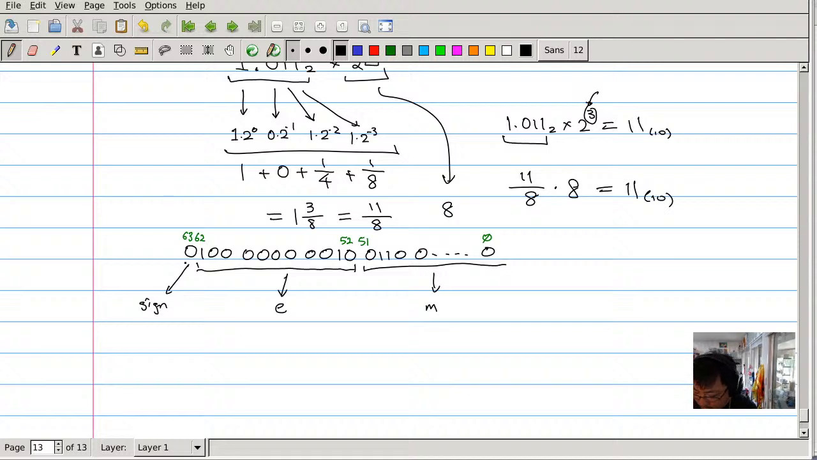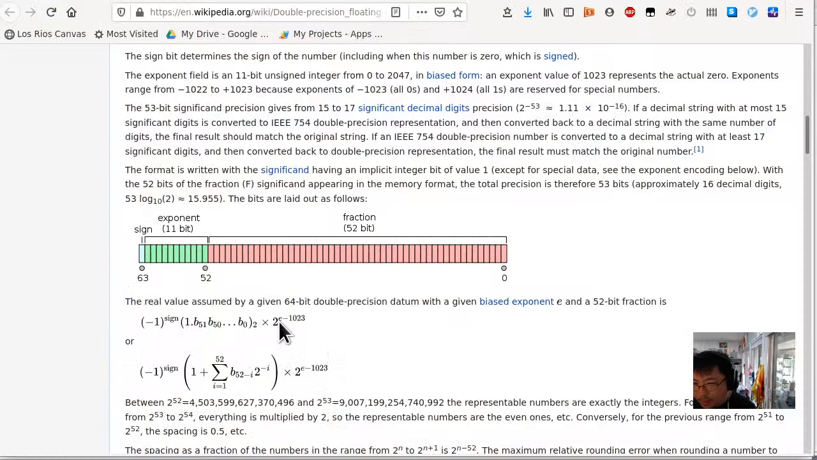So the sign is easy, right? Because the sign just tells us, in this case, it is a non-negative number. All right. So the E is a little bit trickier because it is biased. If I go back to the Wikipedia page, you can see how E itself is not what we raise 2 to the power of. We have to first subtract 1023 from the unsigned integer of E, then that difference becomes the actual power that we want to raise 2 to.